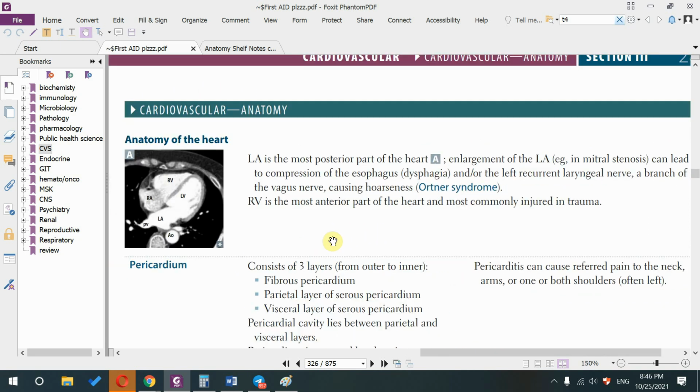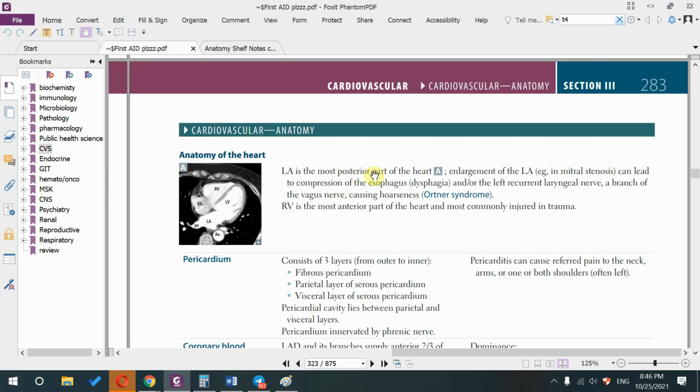They write, the left atrium is the most posterior part of the heart. You can see it here. Enlargement of the left atrium, okay. One example is mitral stenosis can compress the structure behind the left atrium. Which structure is behind the left atrium? I just told you the transesophageal echo we do to visualize the left atrium. So the esophagus is behind the left atrium. So that will lead to compression of the esophagus. So in really severe cases of mitral stenosis, the patient can complain of dysphagia.